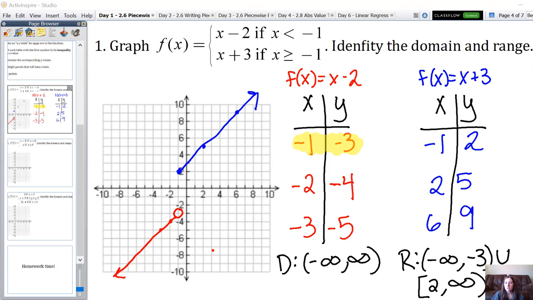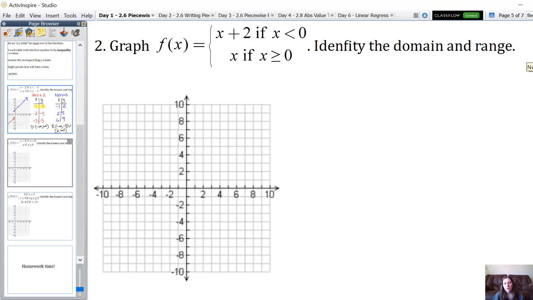We're going to do a couple more examples of graphing piecewise functions. So we've got f of x equals x plus 2 if x is less than 0, and it equals x if x is greater than or equal to 0. Then we need to identify the domain and range. So first, we have two lines, two rows in our function, so we're going to make two tables.